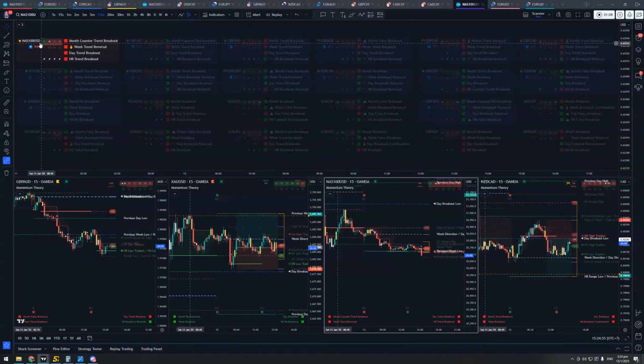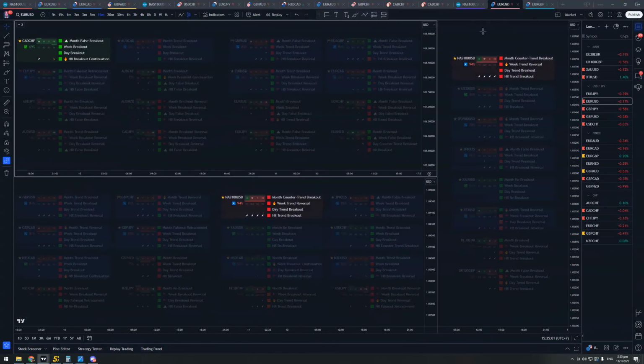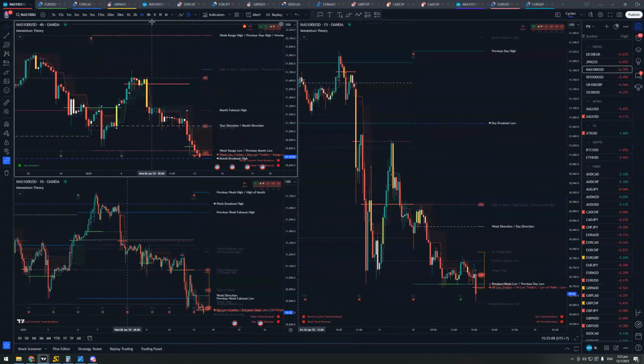So the only setup I have now is on NAS 100, waiting for this to close in about 5 minutes. Don't think I saw anything else over here. CAD Swiss, yeah, so that's it, just on NAS. So the setup on NAS.